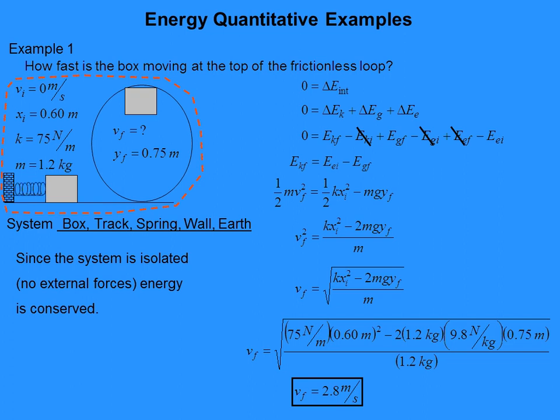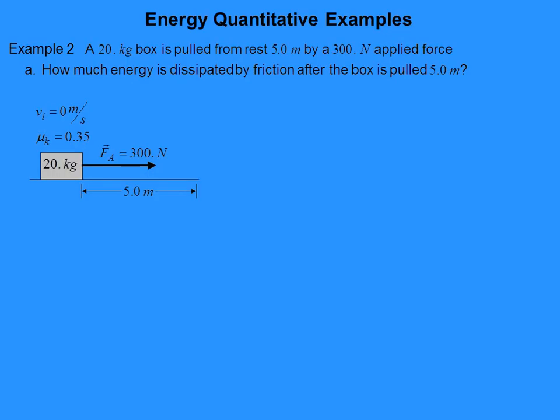So here's example 2. We have a box, 20 kilogram box, pulled from rest 5.0 meters by a 300 Newton applied force. Now, that's not a very exciting kind of problem. And that's because this problem, unlike the last one, has friction. And therefore, we have to deal with the path-dependent non-conservative force. It means we have to know how it gets from point A to point B. And so that makes the problem have to be a little more straightforward so that we can deal with it without using spreadsheets and recursive kind of functions and things like that.